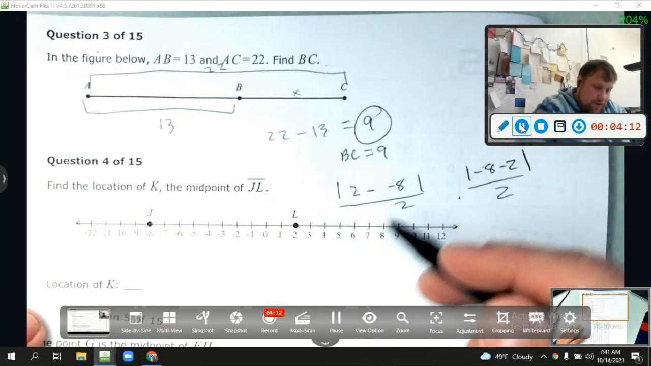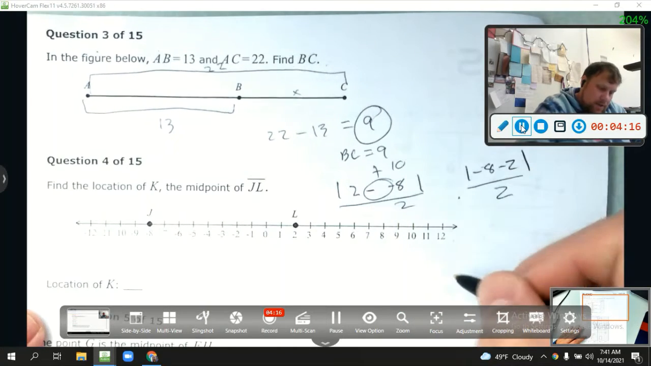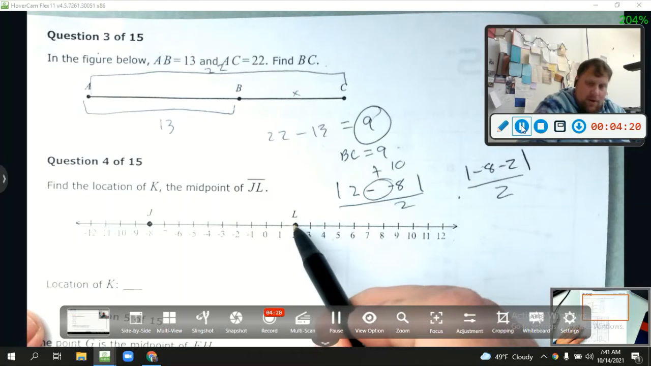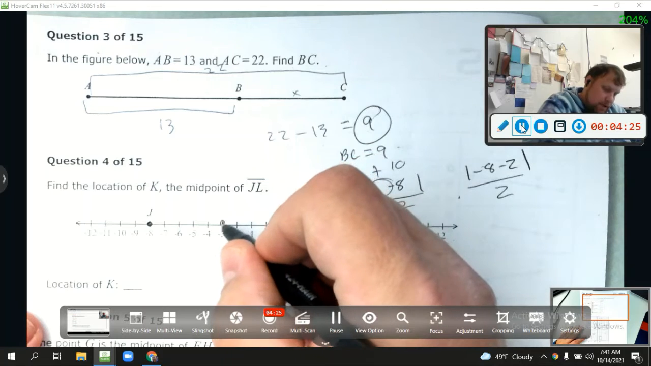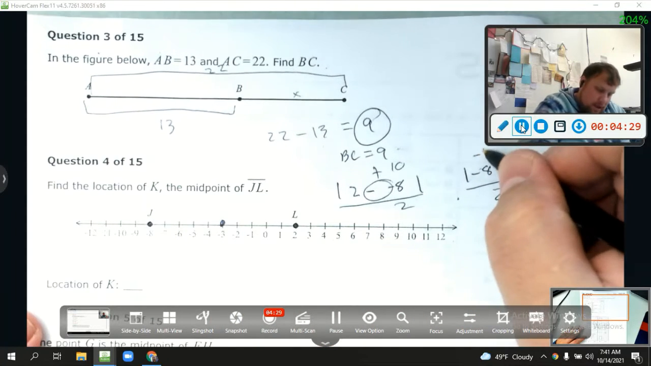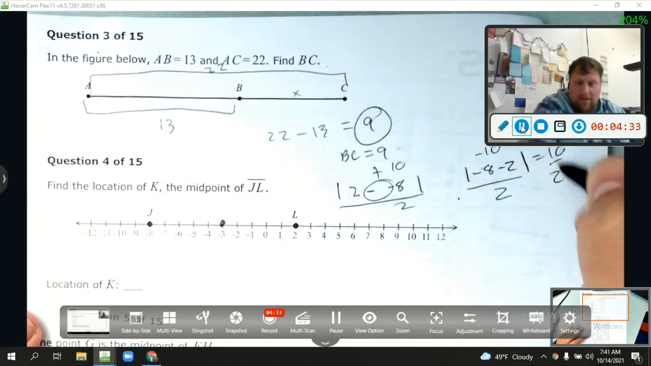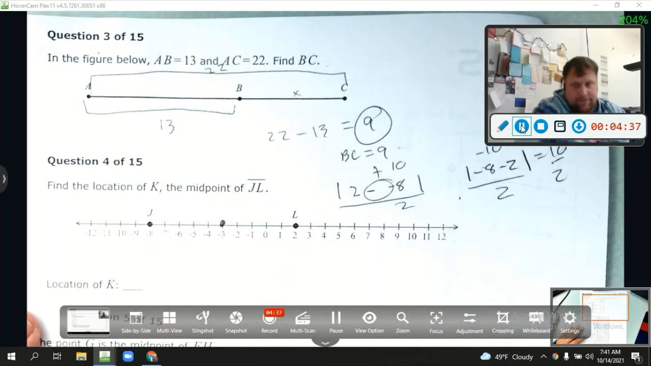2 minus -8 is going to get me plus, which is 2 plus 8 is 10. Absolute value of 10 is 10. What's 10 divided by 2? It's 5. So I'm going to start at one of these points, and I'm going to go 1, 2, 3, 4, 5. Boom, right there. Same thing over here. What's -8 minus 2? It's -10. What's the absolute value of -10? It is 10. 10 divided by 2 is still 5. I can count up 1, 2, 3, 4, 5. Okay?